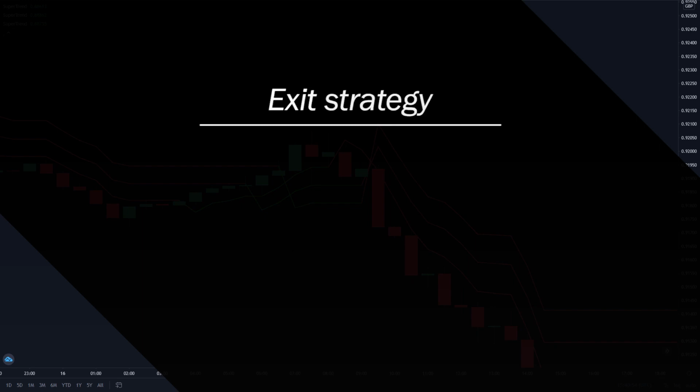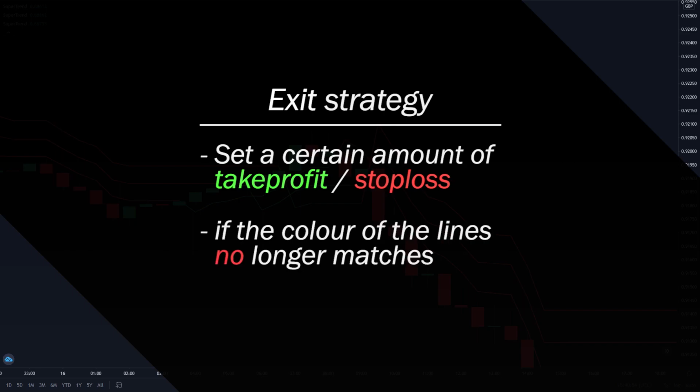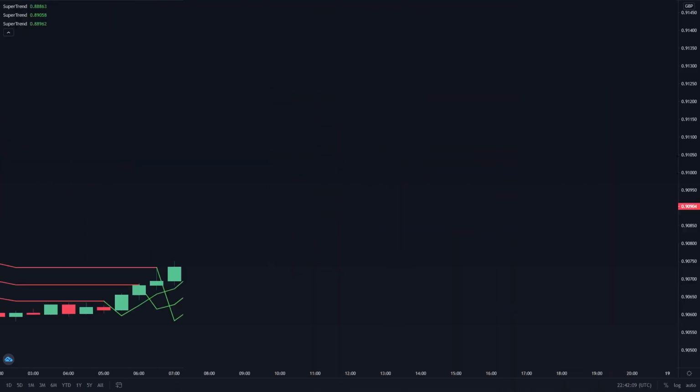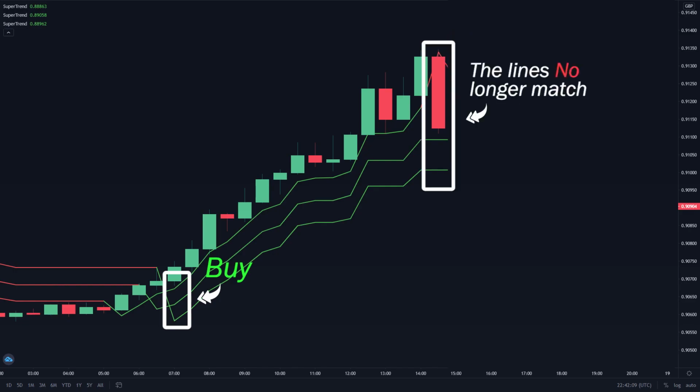And for our exit signal, there are actually a lot of ways you can do this. The first one is to set a take profit or stop loss, so you close your position if your trade reaches a certain amount of profit or loss. Another way is if the colors of the lines no longer match. Like in this example, we can see that the lines are all green, so you take a buy position. Next, you can see that one of the lines switches to red. And now that the lines no longer match, this is where you want to close your buy position.